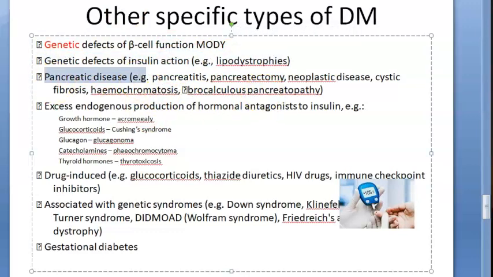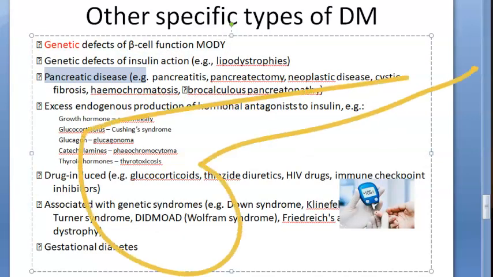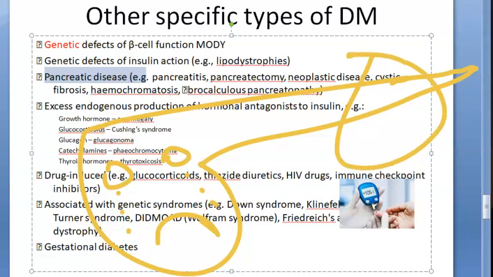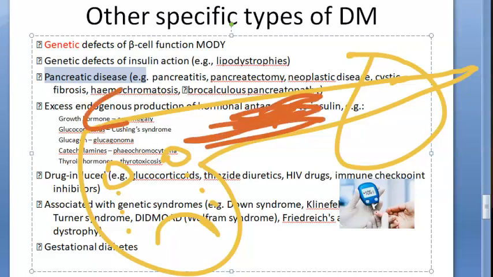Pancreas has some problem. What problem does the pancreas have? Let us ask the pancreas. Pancreas, dear pancreas, what problem do you have? The pancreas is crying and it is saying, I have pancreatitis. They have removed part of it, pancreatectomy. There's no pancreas at all. There is some neoplasm in the pancreas. There's some cystic fibrosis, hemochromatosis, that is, iron deposit is more. Then there is some fibrocalculus in the pancreas.